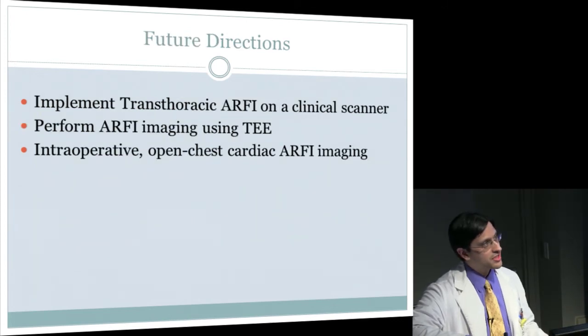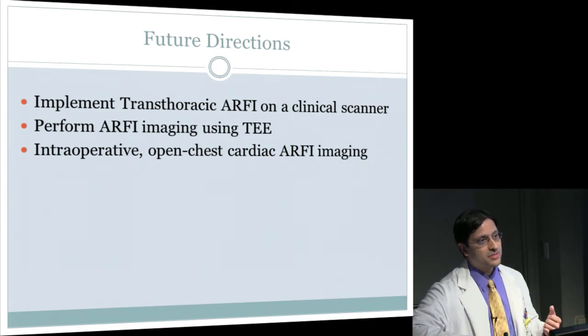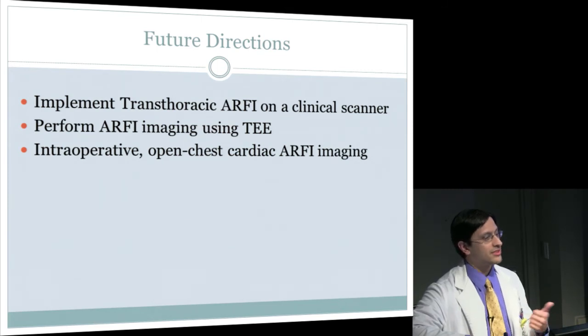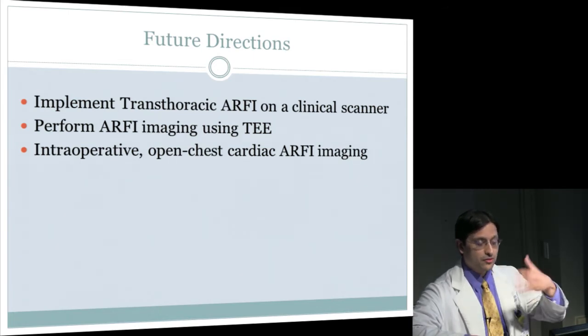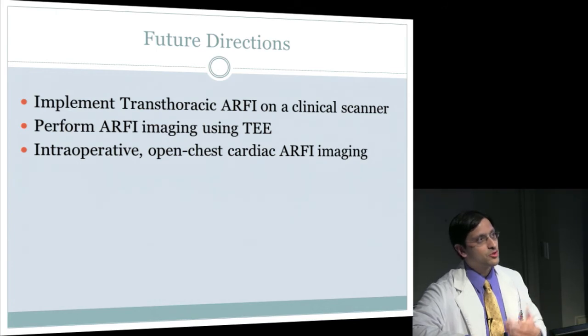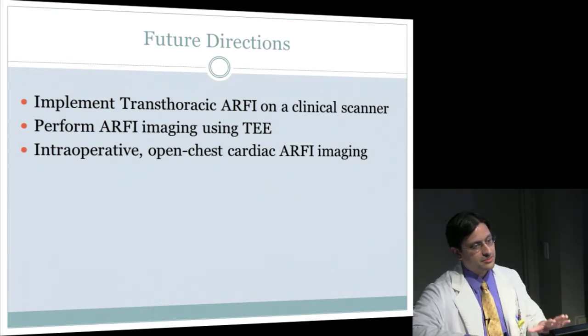As far as future directions for RF, I think the first big step is to implement this on a clinical scanner. The Verisonic scanner was nice from a research standpoint, from a data standpoint, but as far as actual image quality, there was a lot more clutter than we're used to, and the control we have over the actual pulses themselves, or over the actual image itself, is not as robust as we have with clinical scanners. So I think that'd be the first step.